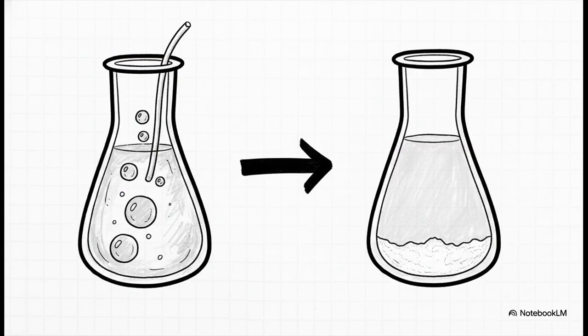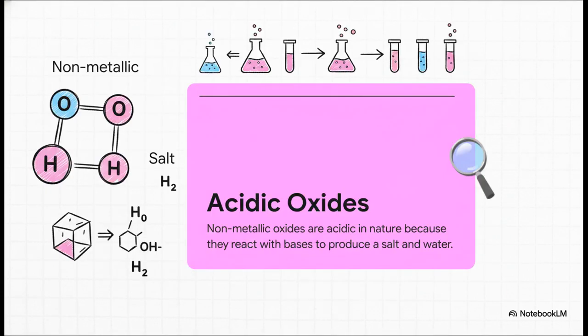For this, we can recall an observation we have already made in Activity 2.5. Remember the reaction between carbon dioxide and calcium hydroxide, which is lime water? Carbon dioxide is a non-metallic oxide, and calcium hydroxide is a base, and they reacted to produce a salt and water. So, what can we conclude from this? A non-metallic oxide is reacting with a base to give salt and water. This is exactly how an acid reacts with the base. Therefore, we can say that non-metallic oxides are acidic in nature. It is their behavior that tells us this.